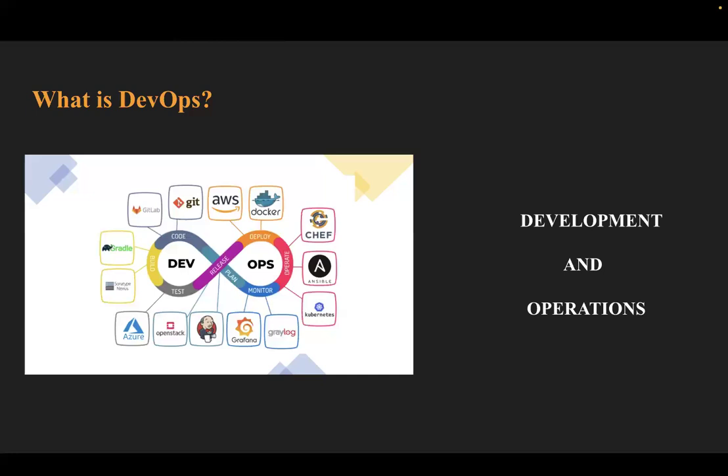So DevOps is a methodology actually, which is a combination of multiple tools. In this course we are learning a few tools actually: AWS, Docker, Jenkins and Kubernetes. These are the four tools that we are going to cover as part of this course. That will be in very detail.